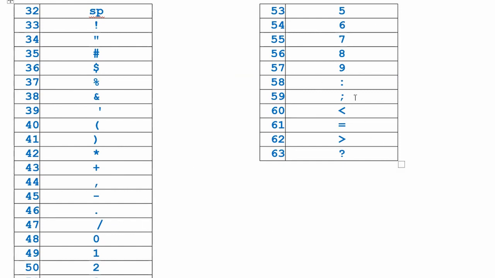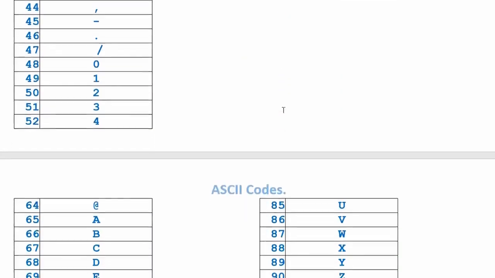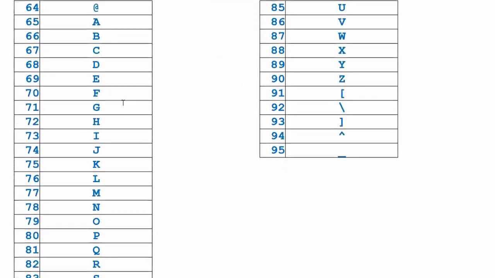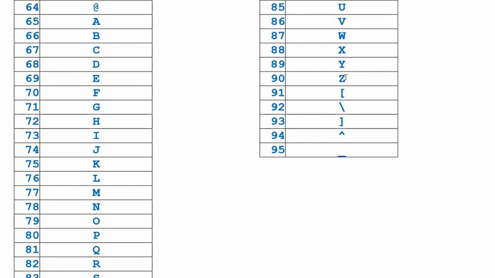Again we have punctuation marks: colon, semicolon, less than, equal to. All these will have an ASCII code. Based on these ASCII codes, when we enter less than, what will happen? The 60 equivalent binary code will be generated by the keyboard and it will be stored in memory. So from 65 to 90 we have all the capital alphabets.